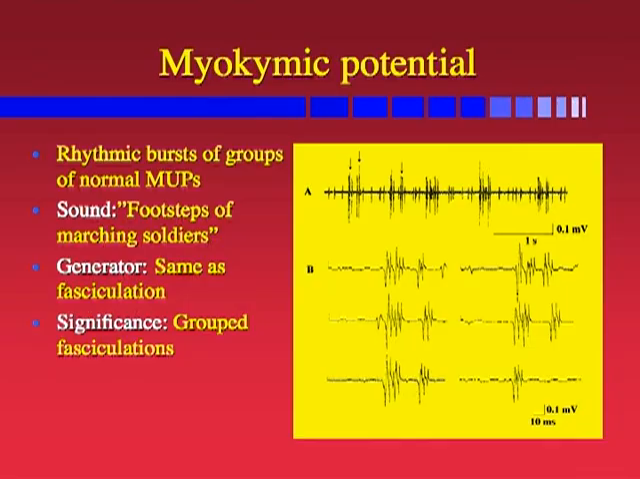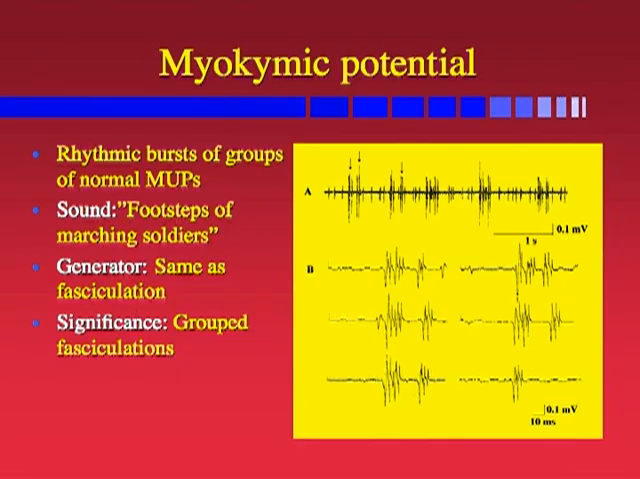Myokymic potentials. Myokymic potentials refer to specific spontaneous potentials in the needle EMG, which are characterized by the rhythmical firing of grouped MUPs. The most important distinction from fasciculations is that instead of a single MUP, fixed groups of MUPs are firing in bursts, usually at a regular rate in myokymic potentials. Myokymic potentials occur in bursts of groups of 2 to 10 potentials and are characterized by typical sounds like the footsteps of marching soldiers. They are not affected by voluntary movement, sleep, or needle movement. Certainly they can be induced by percussion on the muscle.